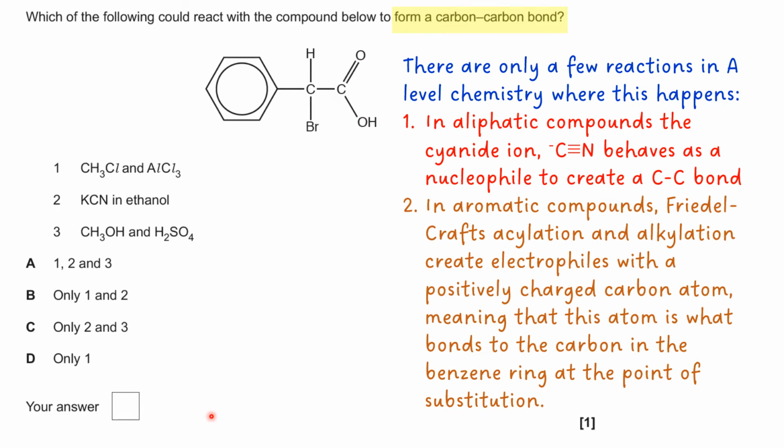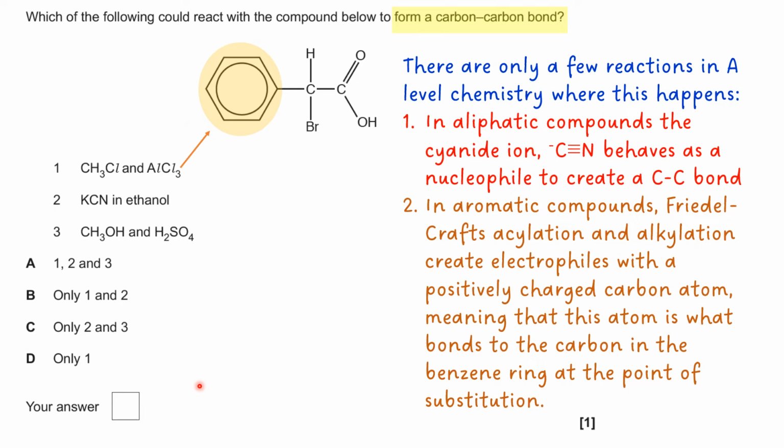In terms of aromatic compounds, Friedel-Crafts acylation and alkylation will create electrophiles with a positively charged carbon atom, meaning that this atom is what bonds to the carbon in the benzene ring at the point of substitution. So you could substitute the hydrogens at any point here, where the laser pointer is. So let's now think about each of the places in the molecule. Let's start with the aromatic benzene ring.